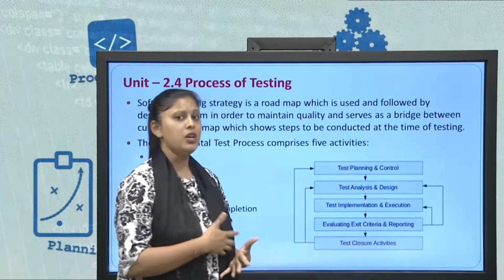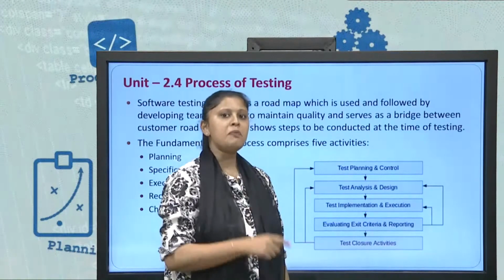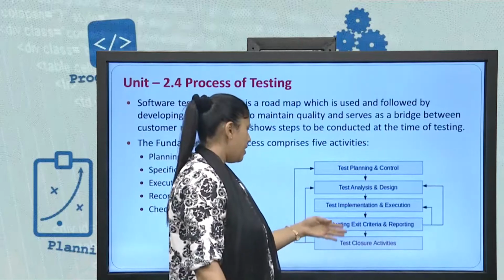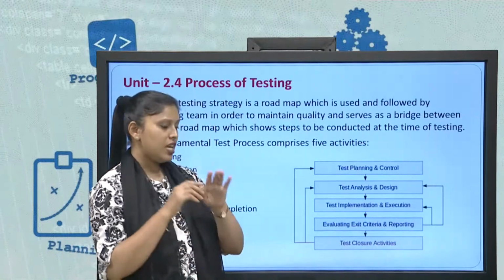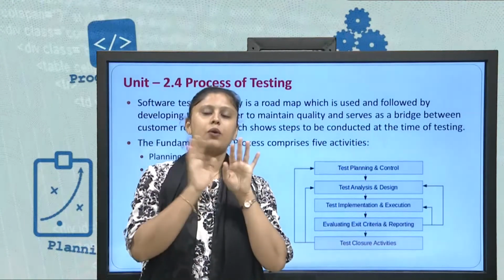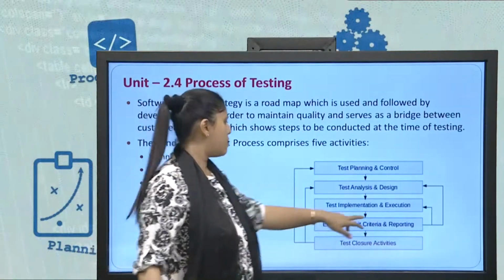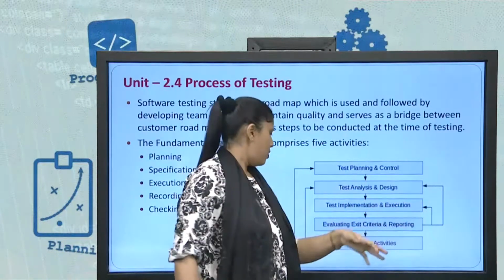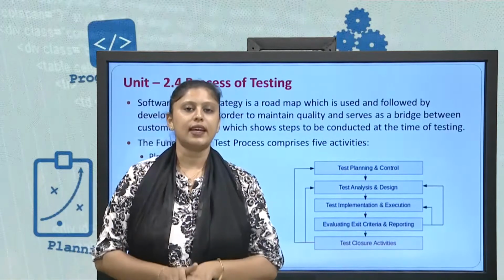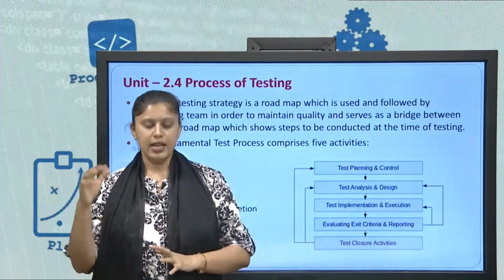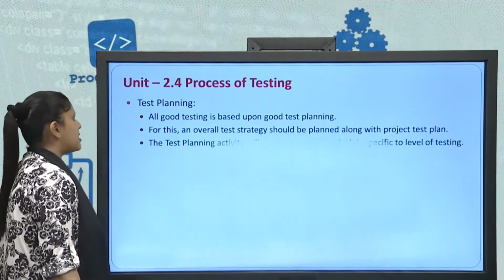We do the analysis of the testing techniques, we design the testing techniques, then we start the implementation and execution of the testing. Then we have evaluating exit criteria and reporting it. That means we evaluate what were my entry criteria, what were my exit criteria, we generate a report and we report it to the reviewer. And test closure activities: once everything is done, we close that testing technique, and that is the completion of my testing technique.